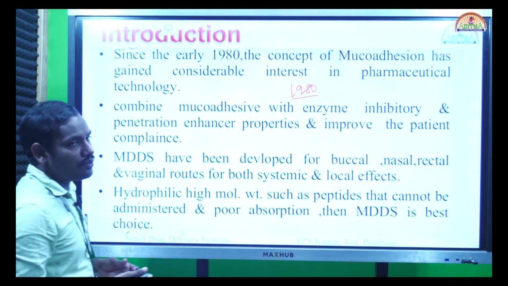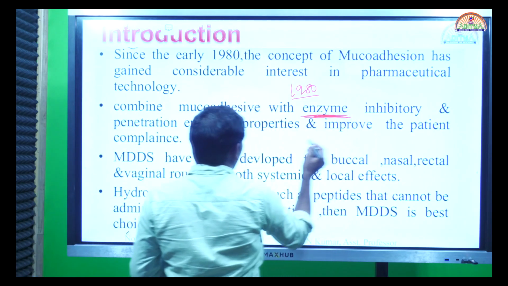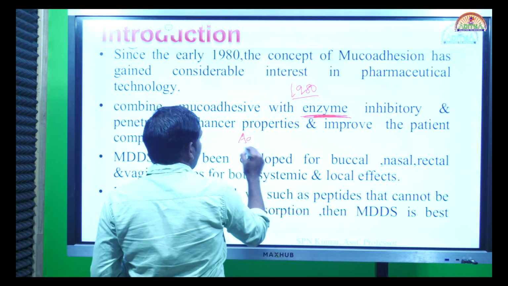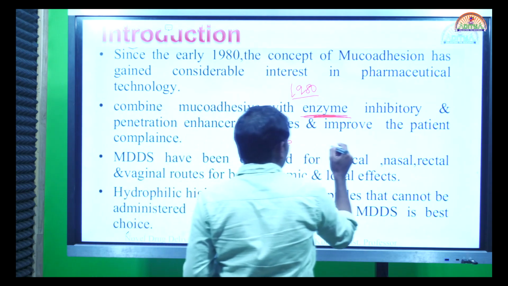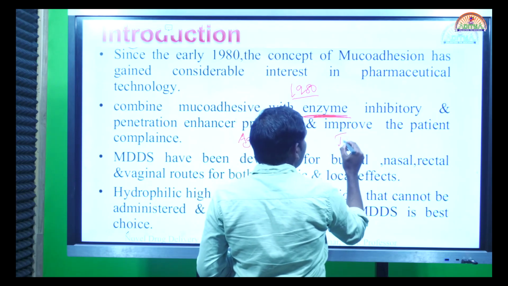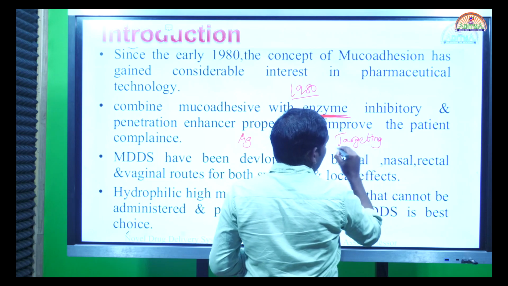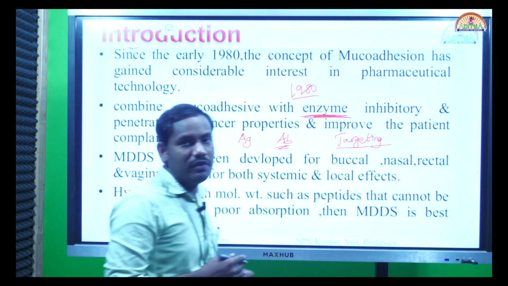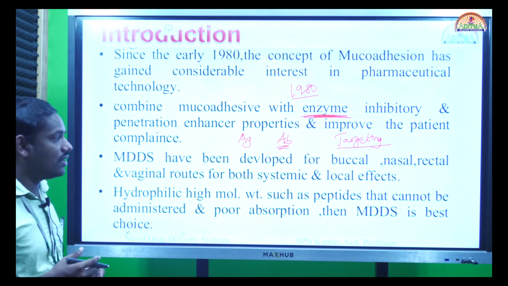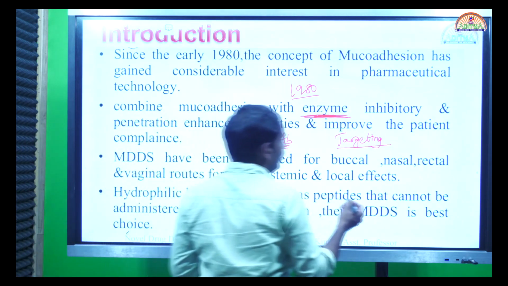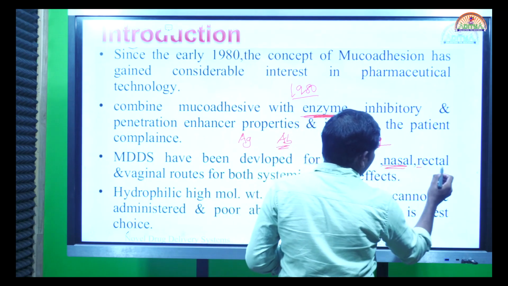When combined with other capabilities like enzyme selection, or with tagged molecules like antigens or antibodies, they can be directed and used for targeted drug delivery. We can use them for active targeting of drug delivery to a certain tissue, and we can prevent the adverse effects. Muco-adhesive drug delivery systems are developed not only for the oral route, but for the buccal cavity, nasal cavity, and rectal cavity.